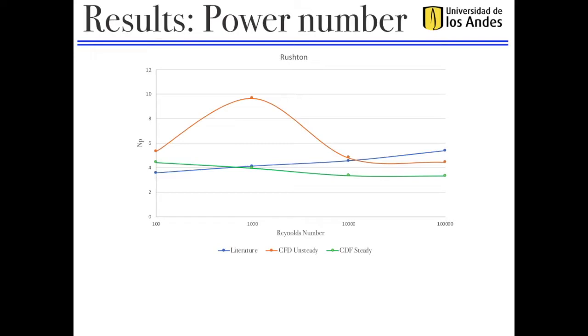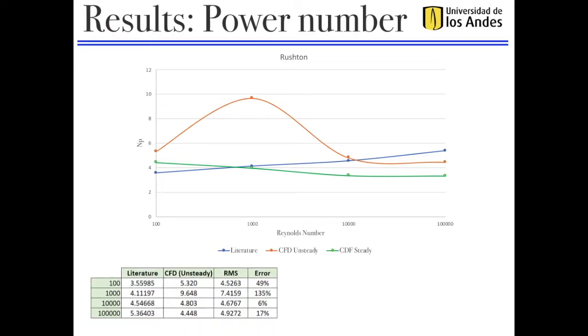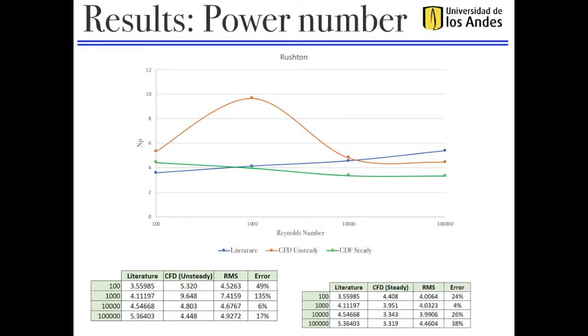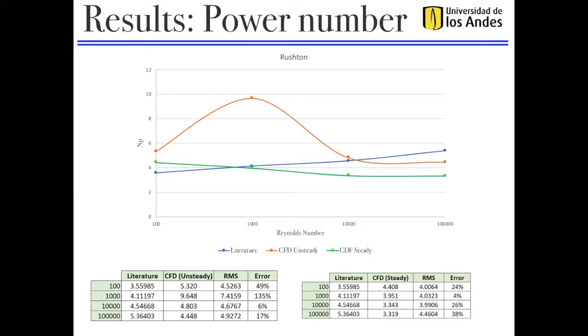In addition, for the Rushton mobile in steady state, similar results were obtained to those calculated with the literature, since the power numbers obtained are close and the curve has a decreasing behavior until it stabilizes. Also, the errors were calculated for the NP obtained in steady and unsteady state, and it's evident that the results are not far from the literature, although they were higher for the simulated Rushton in a steady state. It's important to clarify that since negative values were obtained, the RMS was used in order to calculate an average between the NP values and that determined the errors.